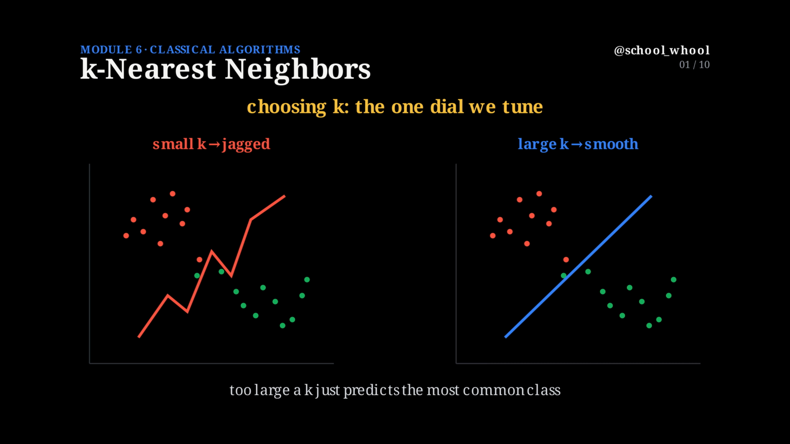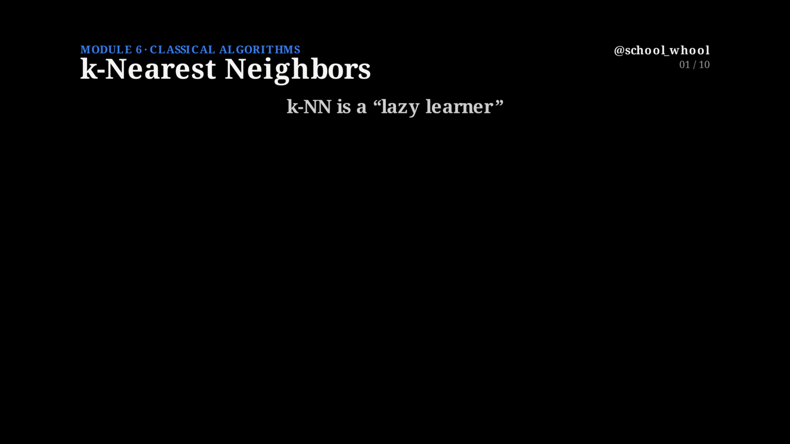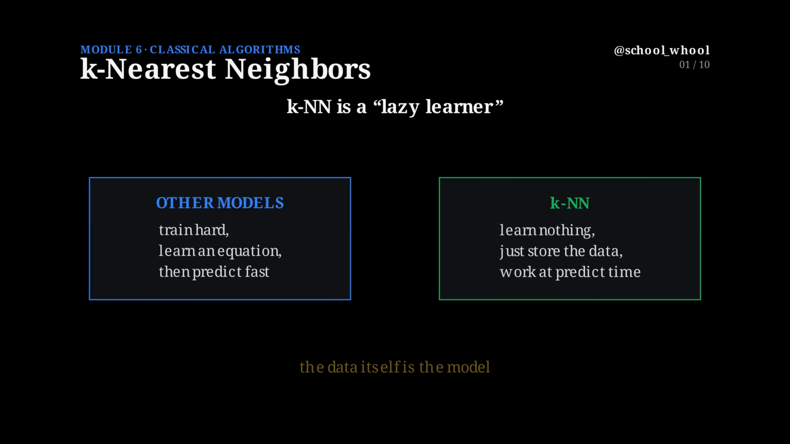Here's the surprising part. K-nearest neighbors doesn't really train. There's no line and no equation to learn. It simply memorizes all the data and waits. The real work happens later, at prediction time, when it measures those distances. That's why we call it a lazy learner.